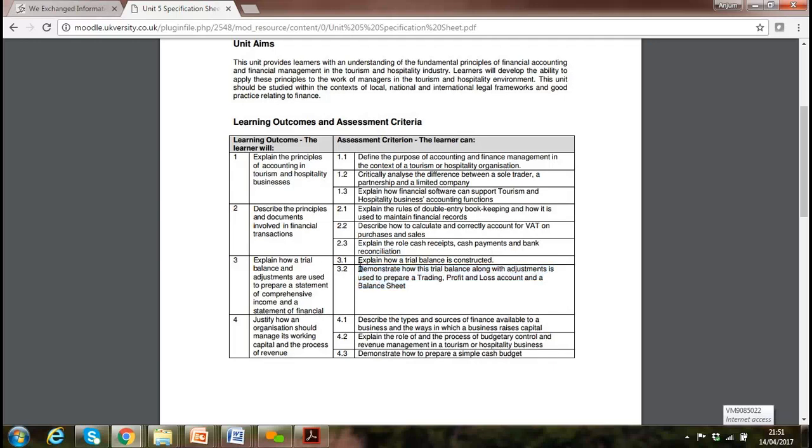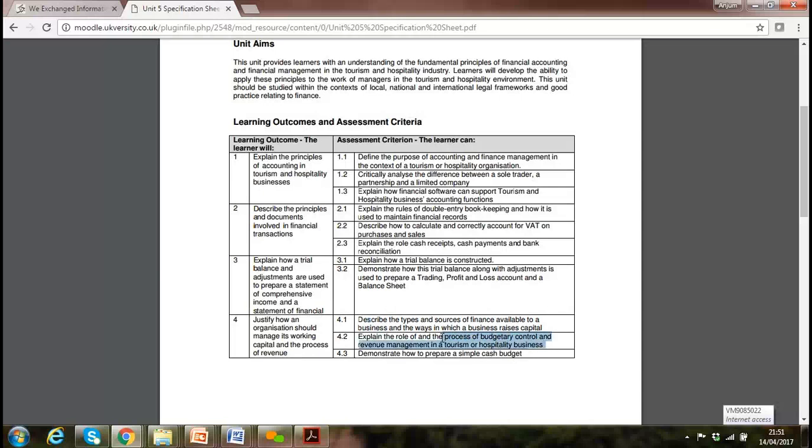Then we discuss the trial balance along with the adjustments. Prepare the trading account and the rest. I sent you one document which shows all these financial statements, and we already discussed how to prepare them in one of the lessons. Please just follow the handouts on financial statements which I already sent you. Then in today's lesson we discuss the sources of finance, how we can raise it, and the types. That will help you address the learning outcome.